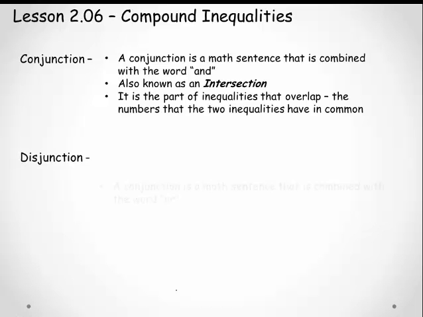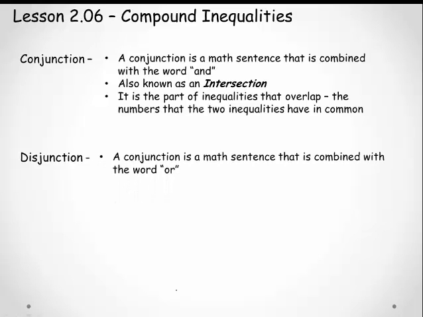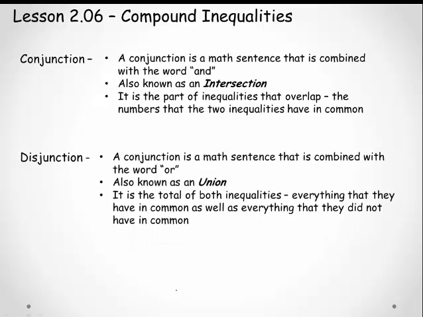And the second is a disjunction, which is a math sentence that is combined with the word or, also known as a union, and it is the total of both inequalities, everything that they have in common as well as everything that they did not have in common. That should have been disjunction. Sorry about my typo. Okay, so intersections, if you think of where the roads overlap, that's the intersection, and a union is like a marriage where both parties bring everything to the table.